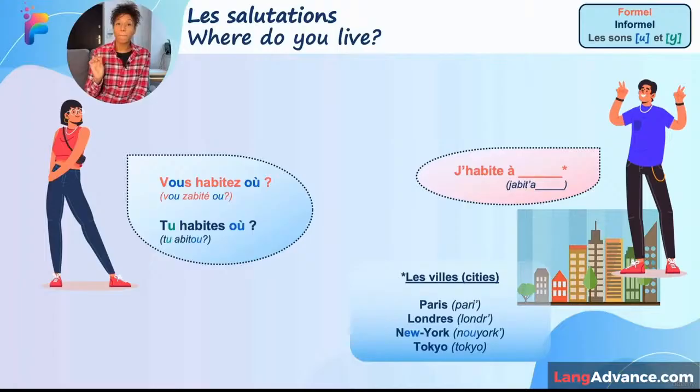J'habite à Paris. Paris. Silent S. J'habite à Londres. Londres. Silent S as well. J'habite à New York. New York. J'habite à Tokyo. Tokyo. If you need more cities, just have a look at the PDF and the audio file.